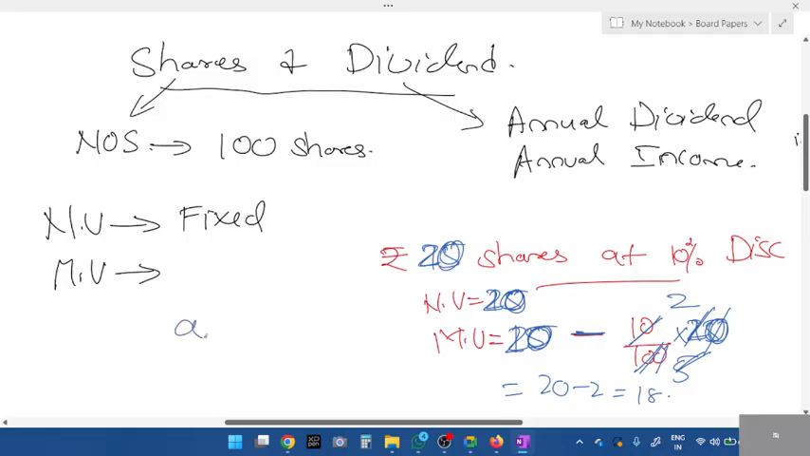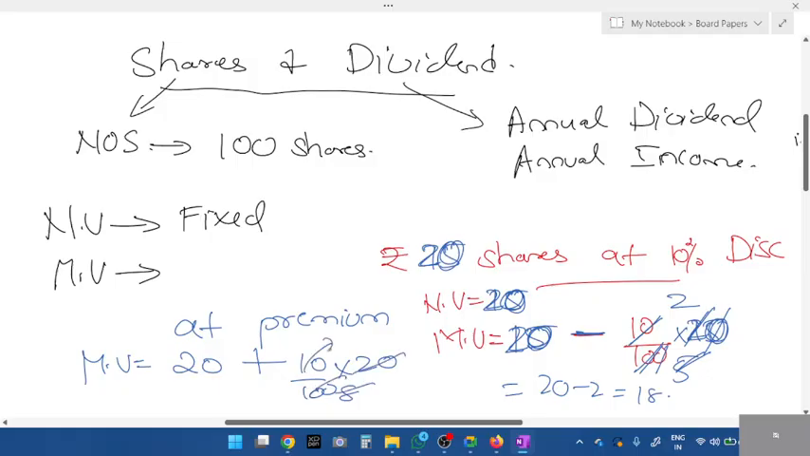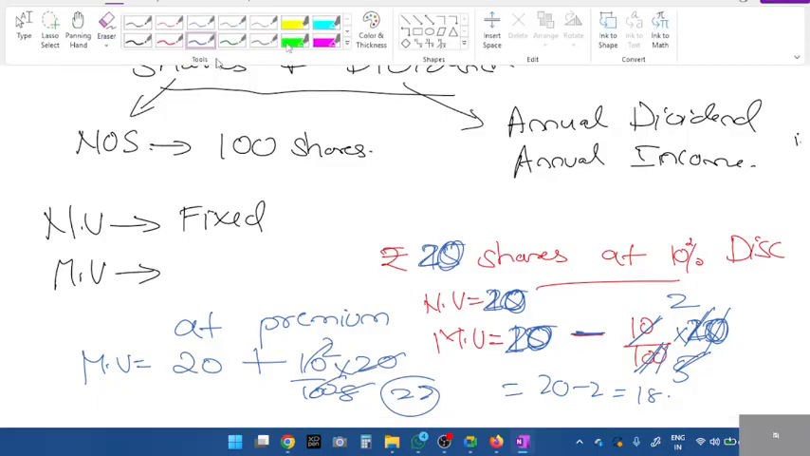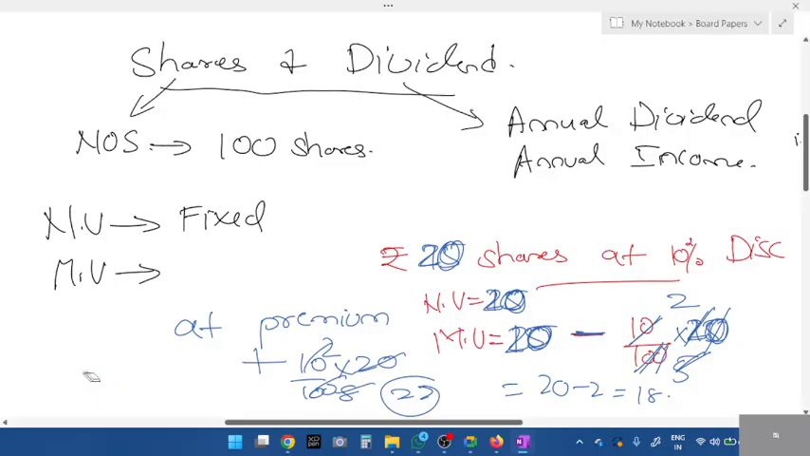At premium is given. At premium, is it profit or loss? Yes. Premium means you have to add, students. Same concept. If it is 10% premium, market value is 20 plus 10% of 20. So again 1 fives are 5, you get 2. 22. The price will be 22. This is all about market value and nominal value.